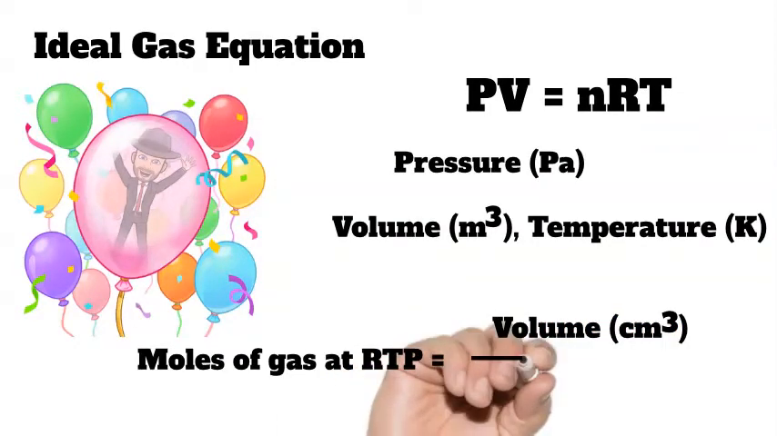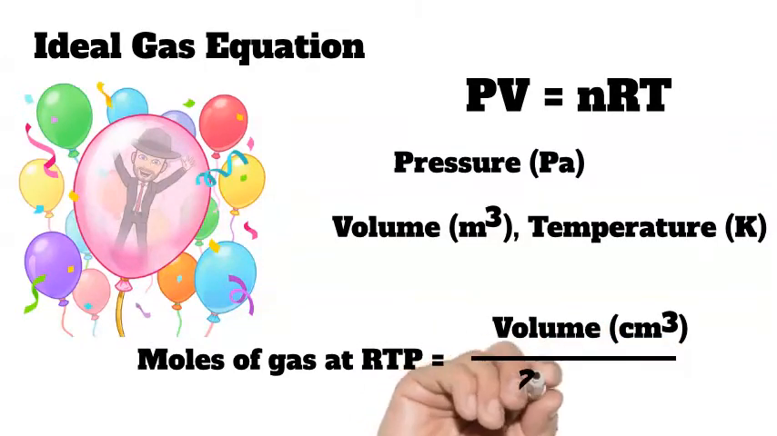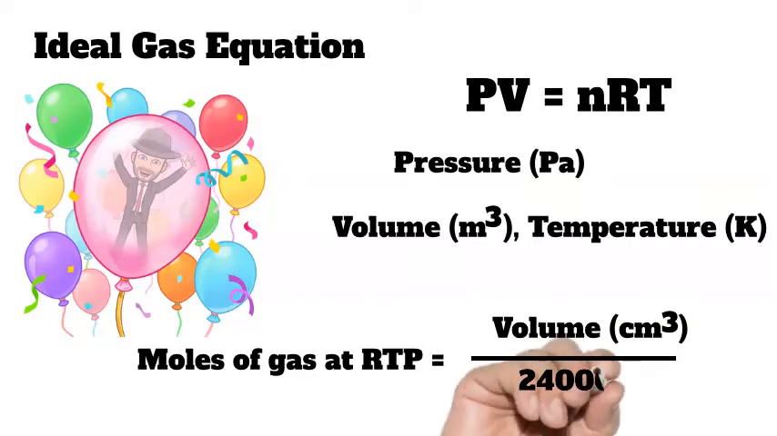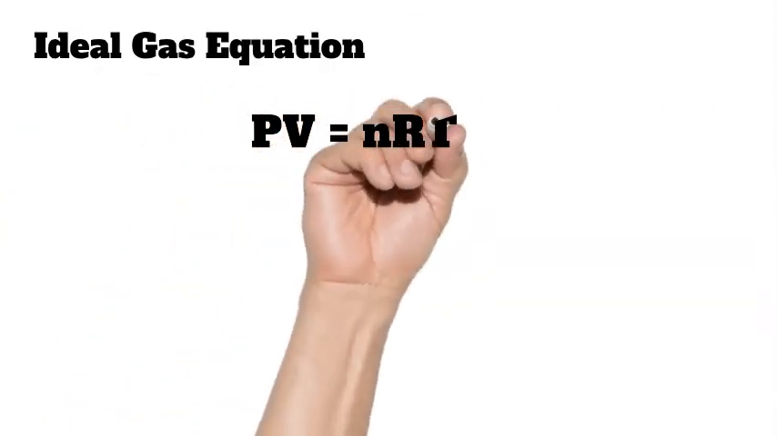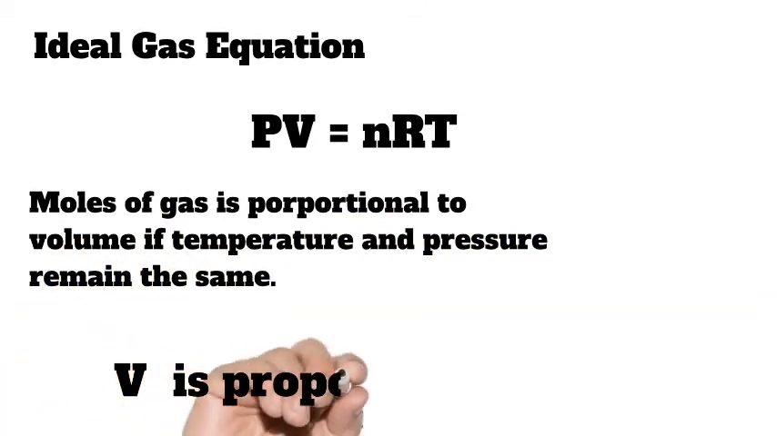If we substitute for pressure and temperature, standard conditions, room temperature and pressure, we can simplify that equation. So the moles of any gas at room temperature and pressure is equal to its volume divided by 24,000. And that's in centimeters cubed. Therefore, the moles of a gas is proportional to its volume if temperature and pressure remain the same.